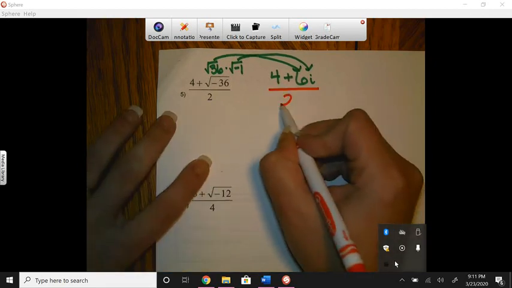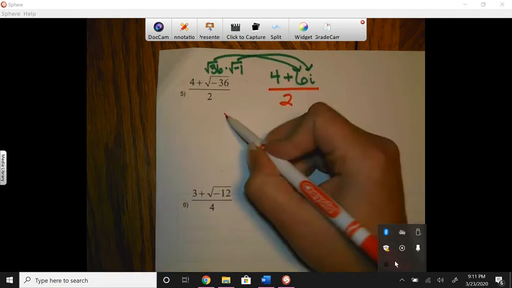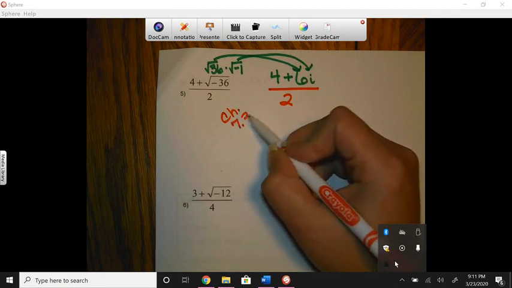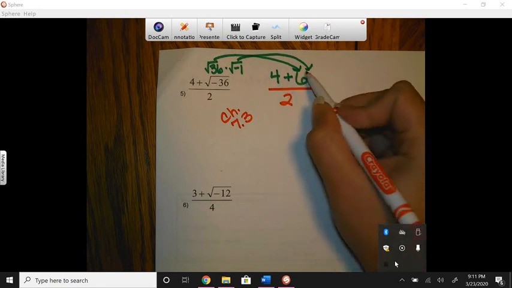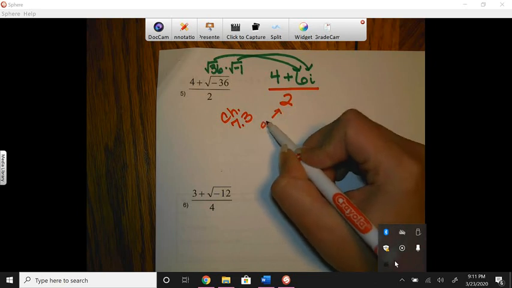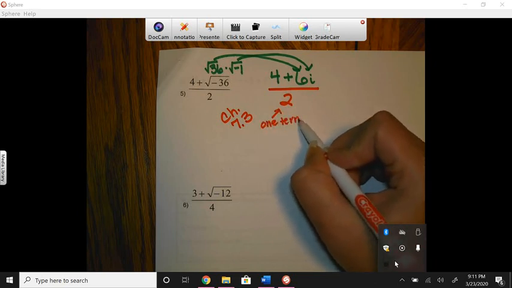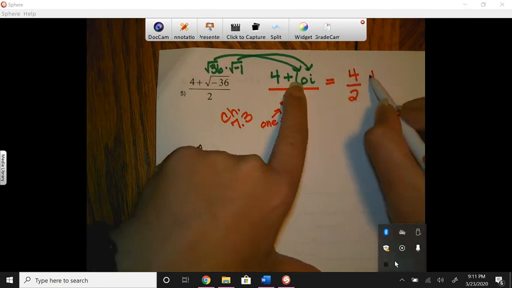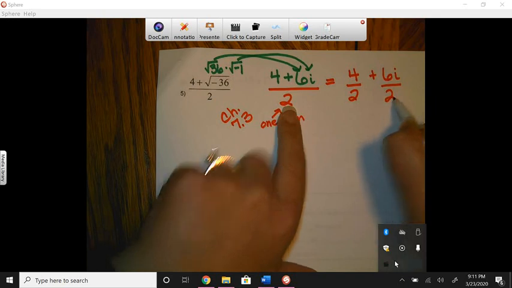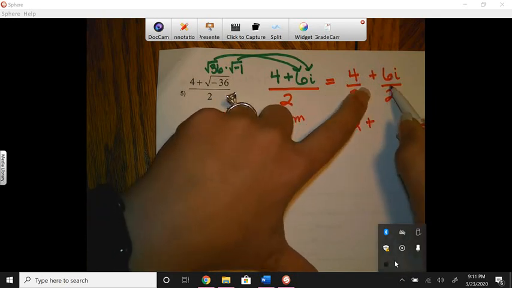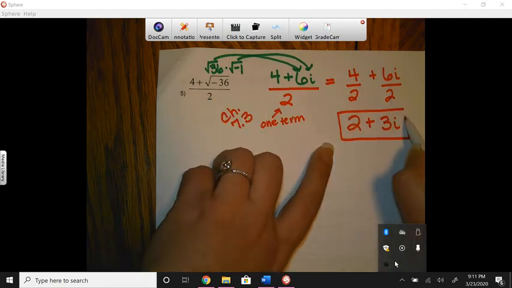All over 2. Now in chapter 7, in section 7.3, we learned that when more than one thing is being added and it's just divided by one term, that we are allowed to split it apart and write it as 4 over 2 plus 6i over 2. So then 4 divided by 2 is 2, and then 6 divided by 2 is 3. So we can write our answer just like that.